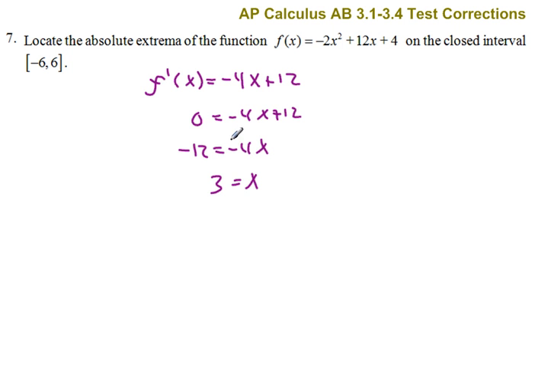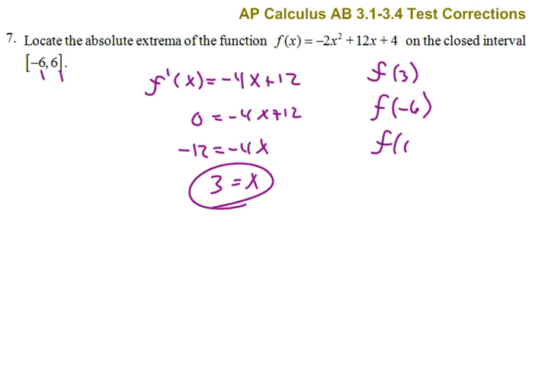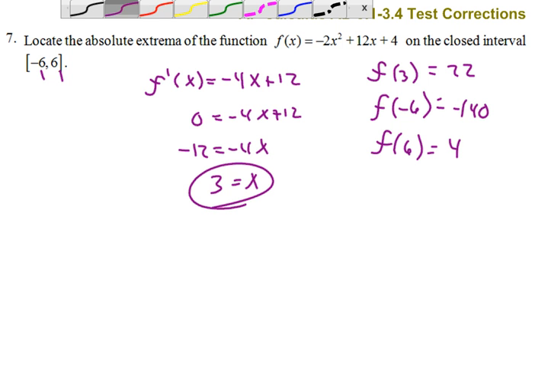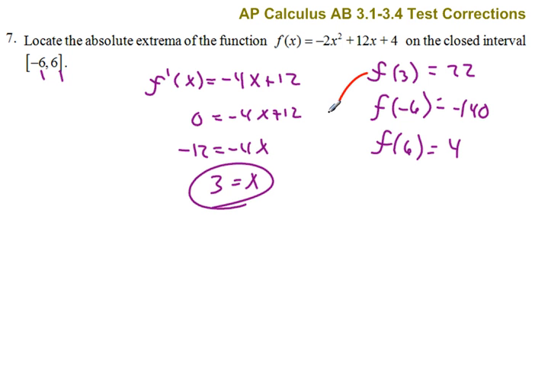So I want to check now 3, 6, and negative 6. What's f of 3? What's f of negative 6? And what's f of 6? When we test all those points, the highest wins the maximum, and the lowest wins the minimum. So f of 3 is 22, just plugging it in here. f of negative 6 is negative 140, and f of 6 is 4. So my winners go like this: this right here is going to be our max, and this guy right here will be my minimum. And there's that guy right there.